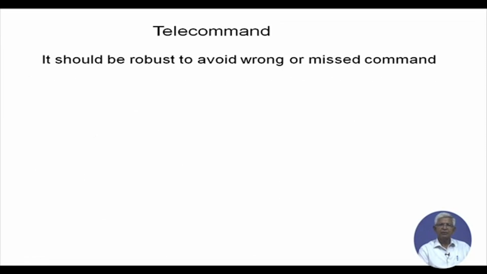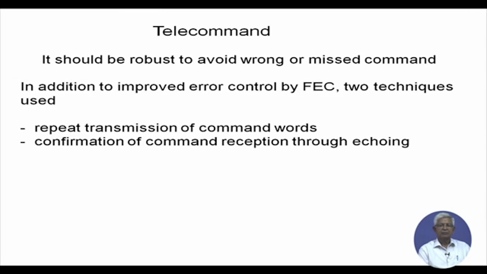Now, telecommand should be robust to avoid wrong or missed commands. In addition to the error control, which is forward error correction or any other error control that can be used, other standard techniques are to repeat the command itself, and also an echo. That means whatever command has gone, the satellite will return it back to the ground station, and the ground station checks whether it has got back what was sent. So, you make sure that the whole thing is correctly received by the satellite.